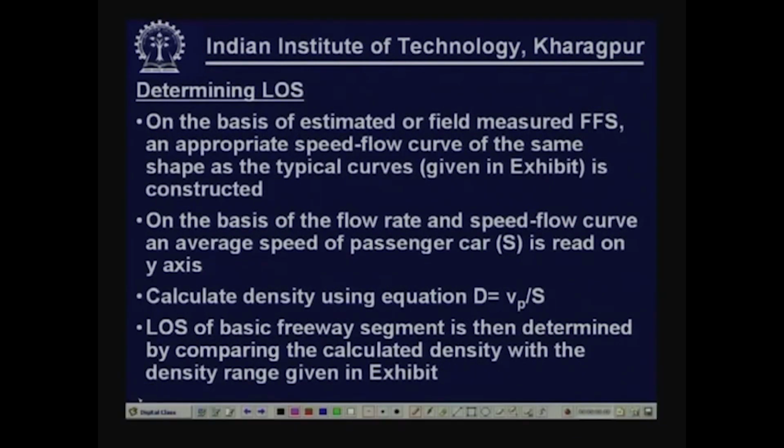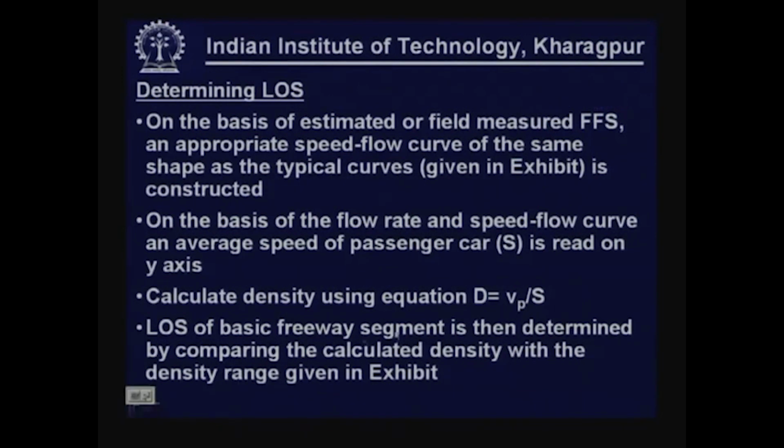Now, determining LOS on the basis of estimated field measured free flow speed. So, we have mentioned how we can calculate FFS. An appropriate speed flow curve of the same shape of the typical curves is constructed. Then, on the basis of the flow rate and speed flow curve, an average speed of passenger car is read on y axis. Let me show that.